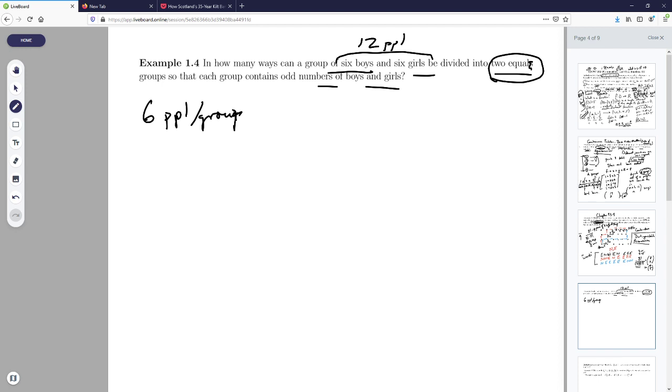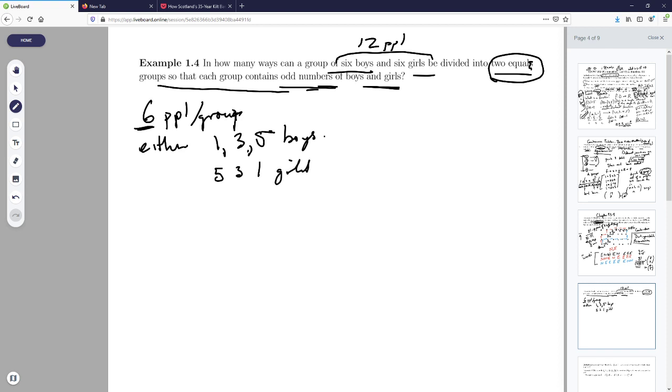So we want each group to contain an odd number of boys and an odd number of girls. Well, if it's going to contain an odd number of boys, then it's automatically going to contain an odd number of girls. This is an odd way to state a problem, but I just stole this problem directly. So when you're looking at a problem like this, what are the options for odd numbers here? Exactly. So either there's 1, 3, or 5 boys. If there's 1 boy, then there's 5 girls. If there's 3 boys, there's 3 girls. And if there's 5 boys, then there's 1 girl. It really doesn't matter which one you consider to be the thing that we're actually going to loop through.